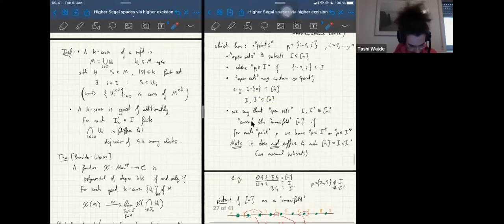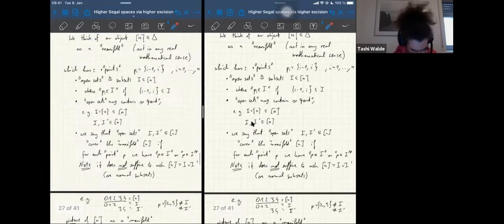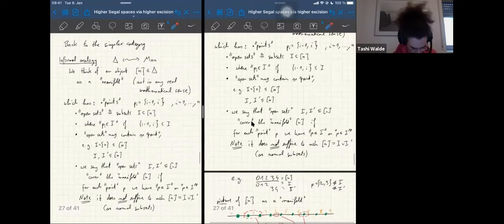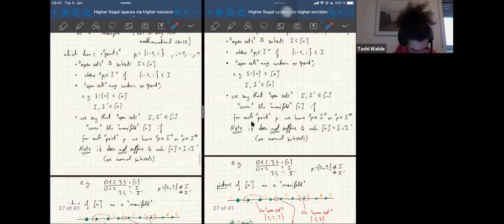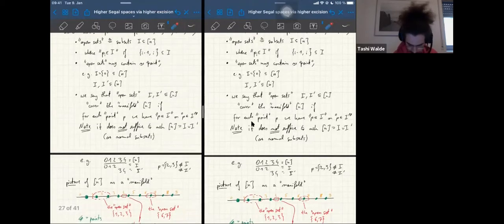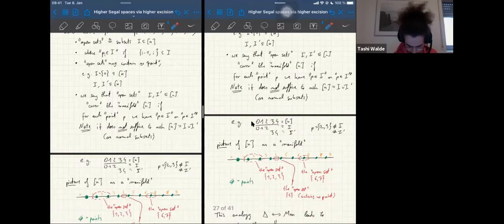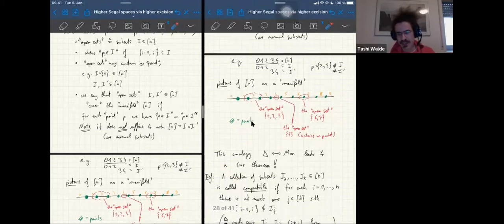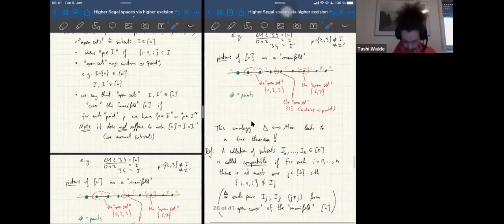Okay, so let me keep this one up so you can ponder this. Yeah, and I also have a picture. Let's see if I can fit it. Yeah, I can fit it on the screen here. So we can picture it like this. Our manifold has these green points, and then the open sets look like this.